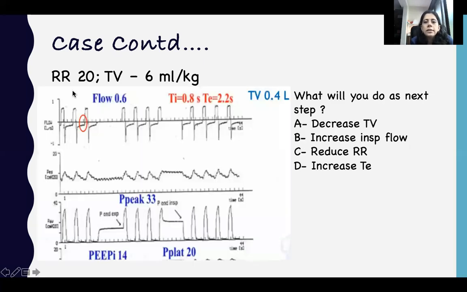So this is just, I'm trying to give a case scenario. This is not related to the same settings. So in this patient, we kept a flow of 60 and an inspiratory time of 0.8 seconds with the expiratory time of 2.2 seconds and a tidal volume of 400 ml. And here the inspiratory pressure was 14 with a peak of 33 and a plateau of 20. Okay, and a respiratory rate we had set at 20. What will you do as a next step? I'm so sorry.